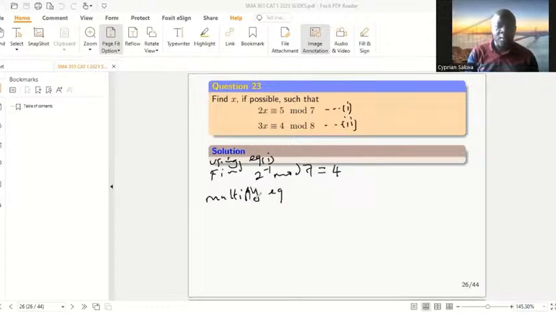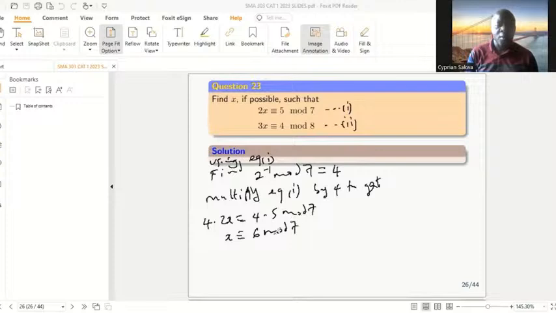Equation 1. Multiply equation 1 by 4. So 4 times 2x, 4 times 5, 7. So what you get, this is 1 times x. This is going to 20 mod 7. 20 mod 7. If 7 was going into 20, you get 14 and the remainder 6. Now I want to call this equation 3.